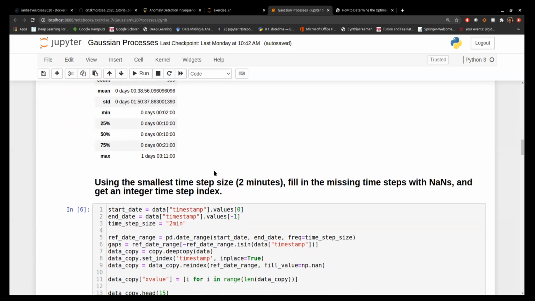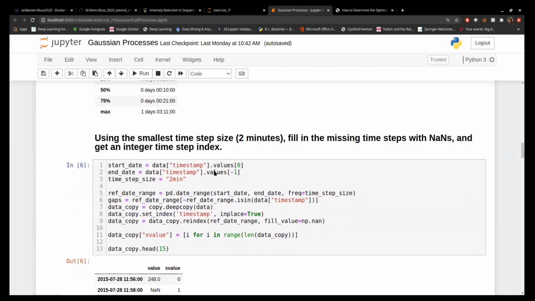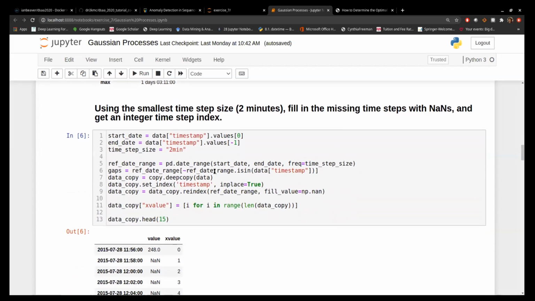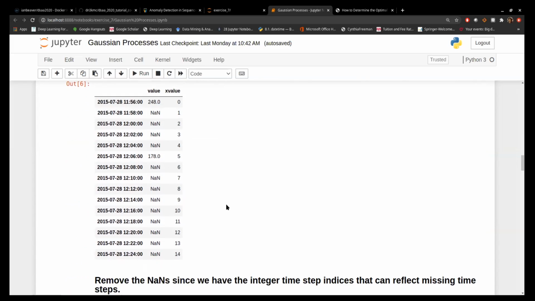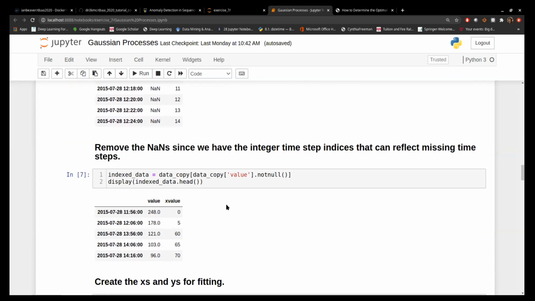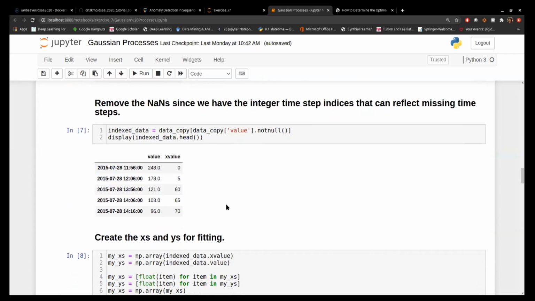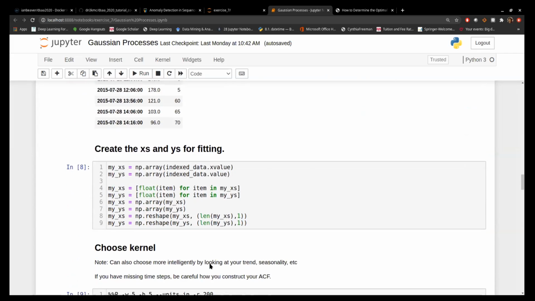So I'm going to use the smallest time step size in delta, which is 2 minutes, and fill missing time steps with NaNs. So then I will create an integer time step called x value. So that's what basically I am doing here. Because I have these integer time steps now, I remove the NaN values, and now I have the x integer time steps that actually reflect the time step difference. So I create my x and y values for training the Gaussian process.